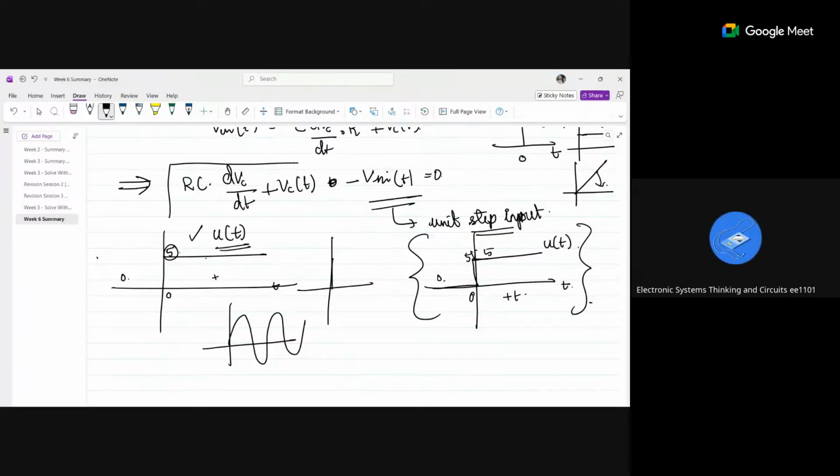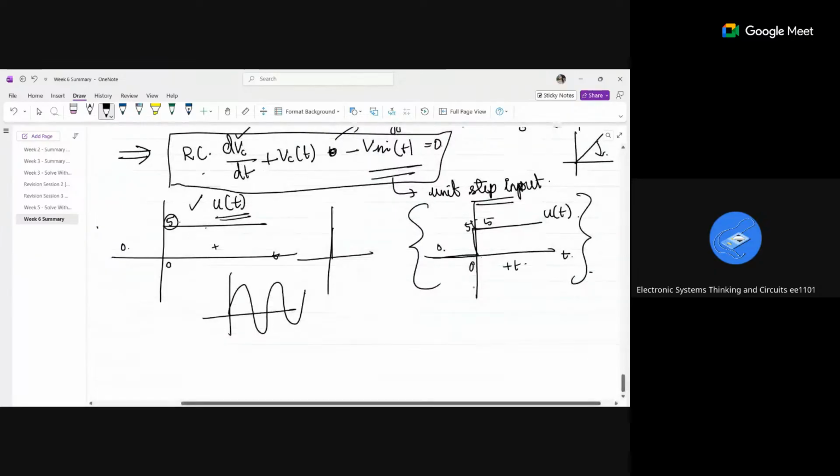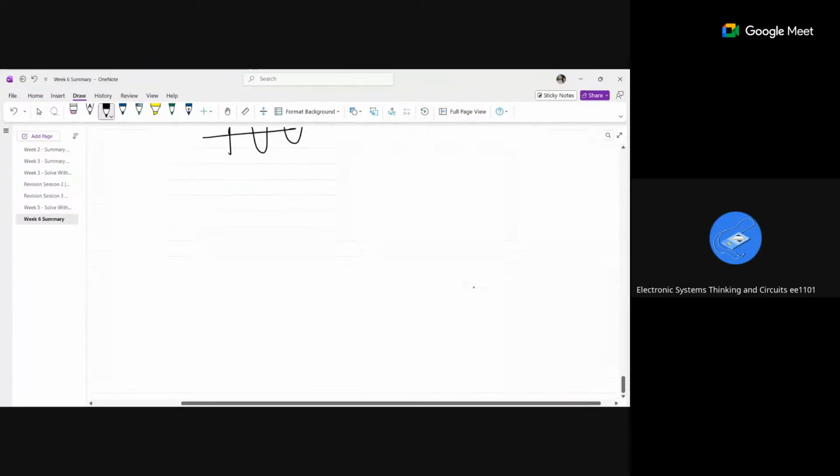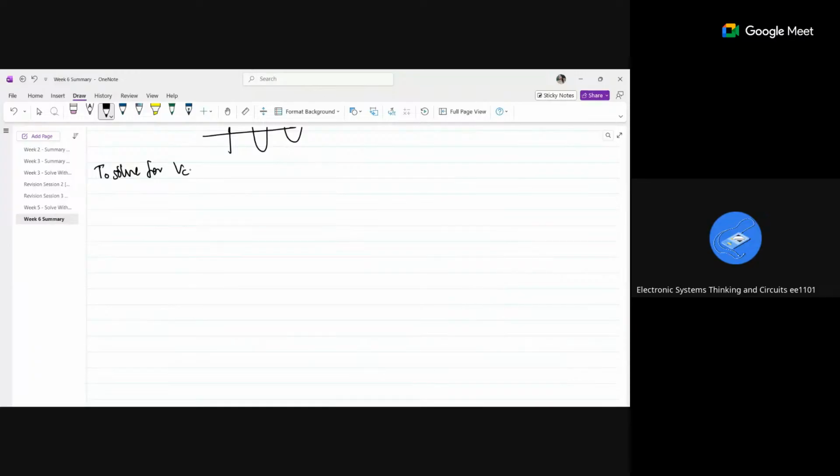So we are going to solve this equation, but it has a derivative term. So what do we call this equation? It's a differential equation, basically, right? Ma'am, basically we are solving a DC source. Yes, DC source, but it is only for positive t. My goal is to solve for Vc of t.